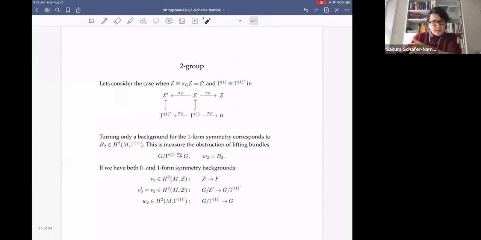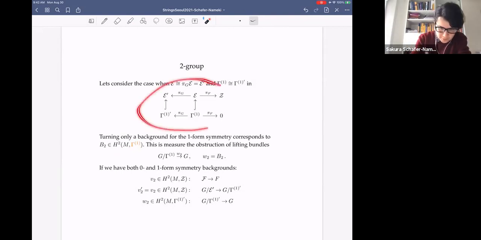Now the two group comes in when we also want to turn on backgrounds for the one form symmetry. And I said at the beginning, backgrounds for one form symmetries are elements in H2 valued in the one form symmetry. So in our case, again, Z2. But now this is this orange Z2. So in this extension, we're turning on backgrounds for these two Z2s. And that's where the two group structure will come in, that they actually form this extension.